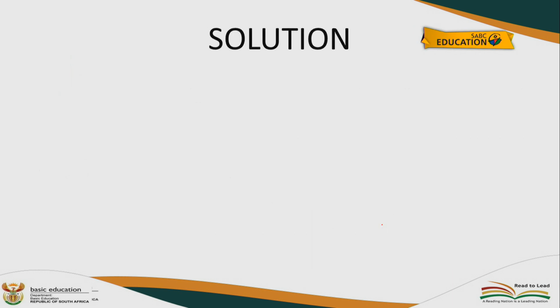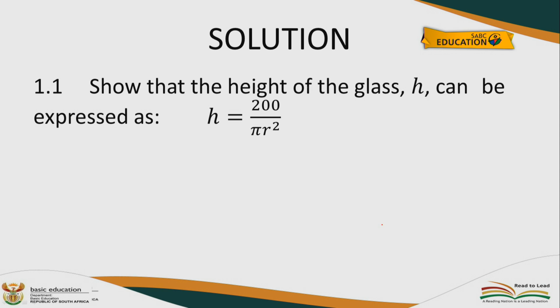All right, so let us look at the solution to this question. So we have to show that the height of the glass h can be expressed as that. Now look at what we need to express h as. We are told that we should show that h is equal to 200 over pi r squared. Now, if you look at this, 200 is the volume of the cylinder. So somehow, we must make use of the volume of a cylinder to get that expression. And that is what we are going to do.